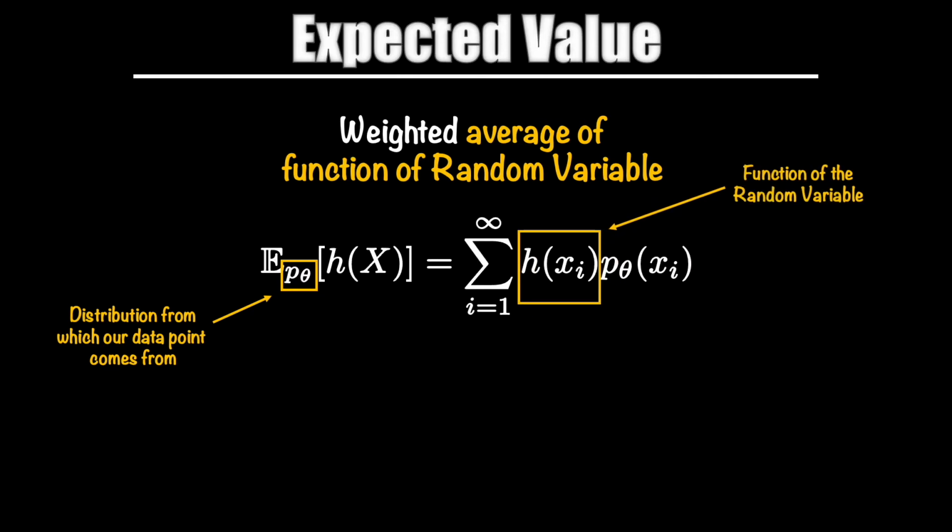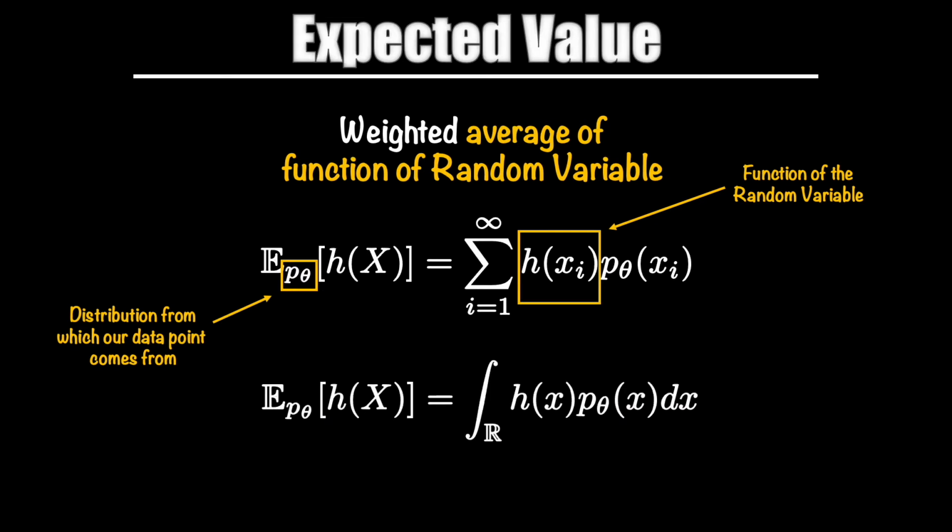The symbol h represents the function of the random variable. Note that I always put the probability distribution function on the rightmost side. So the first comes the function of random variable, which is h of x, and then would come the probability distribution function, which is p of x. For continuous random variables, the difference is that instead of summation, we have an integral.